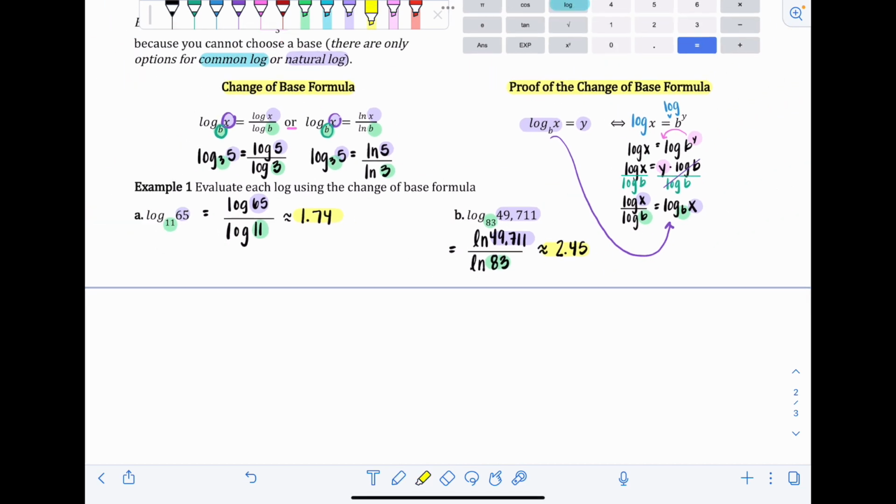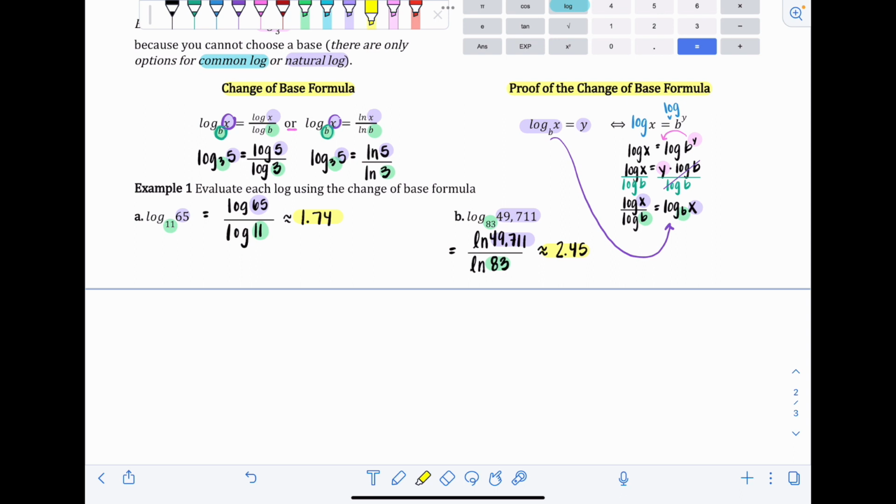Okay, so whenever you have a log of any random base, you can always evaluate it in a calculator. Most of the time, if you have a regular calculator, you have to put it in a different form using the change of base formula. So this formula really comes in handy.